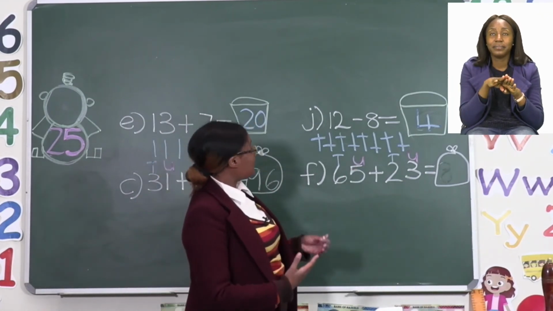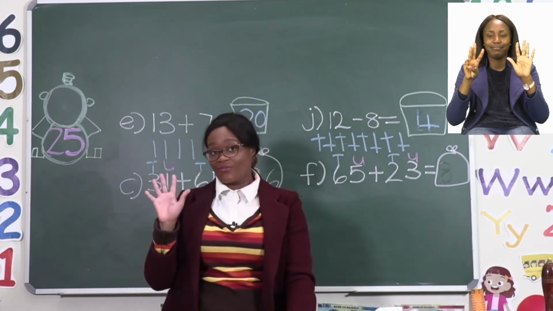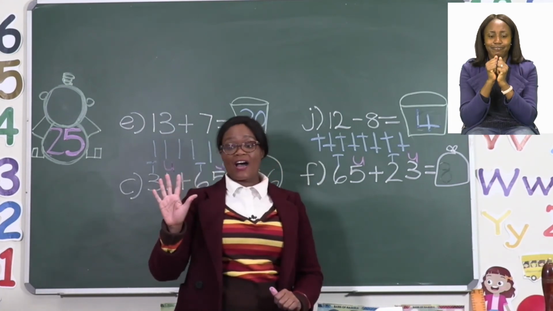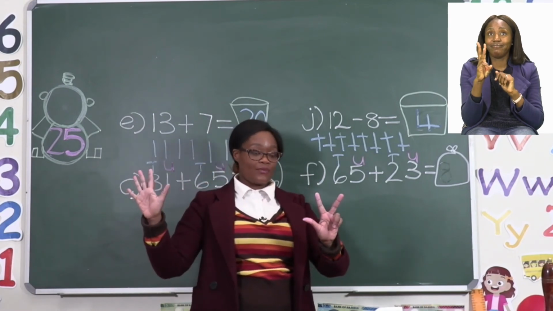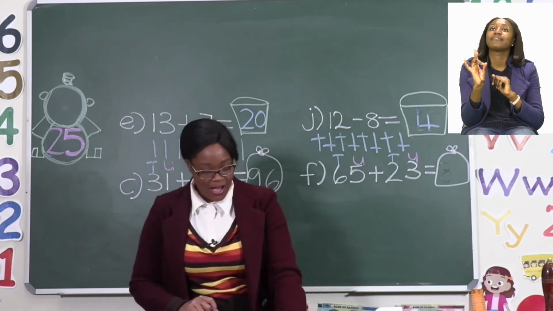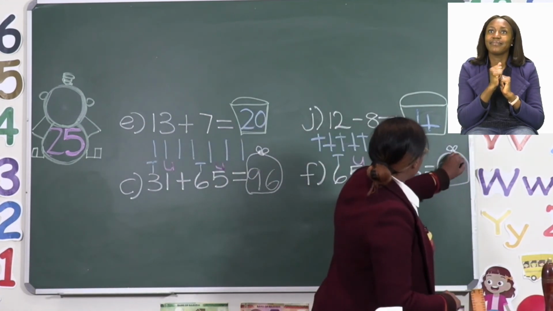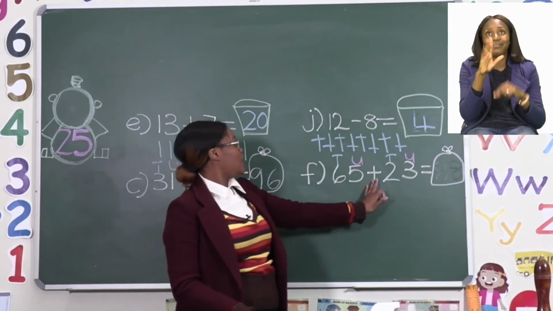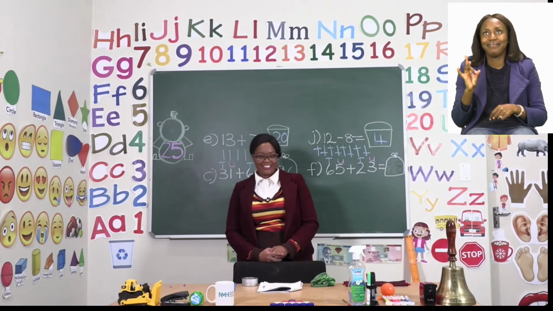So we say 5 plus 3. So I have 5 in one hand, and now I need to say plus 3. 5, and then I have 3. So I can count on 5, 6, 7, 8. My answer is 8 as well. So now I know that 65 plus 23 will give us 88.